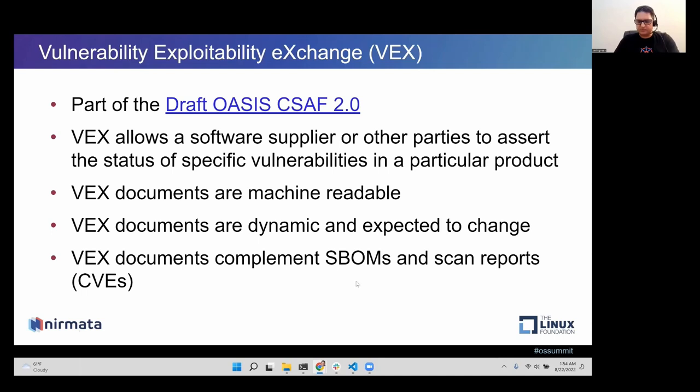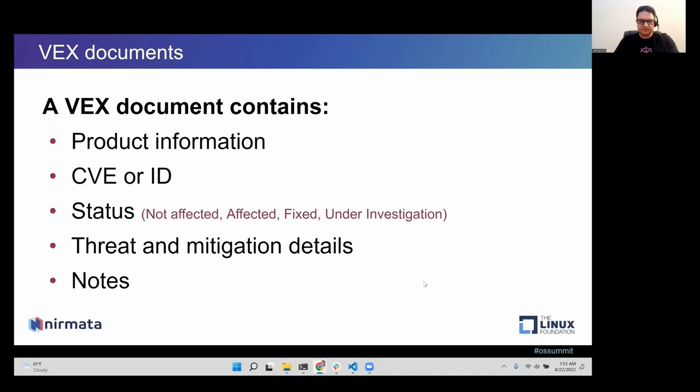VEX documents work really well with SBOMs, or software bills of materials, as well as CVEs, which are reported in scan reports. A typical VEX document contains product information. It will contain a CVE or an ID. It will contain a status, which the party providing the report can supply. This could be not affected, affected, fixed, or under investigation. And based on the status, there are details on the threat or the mitigation.